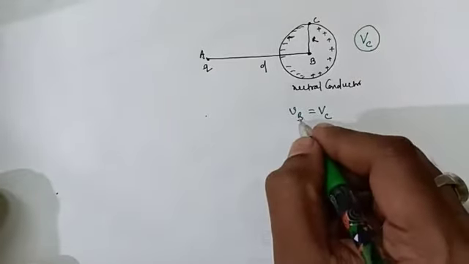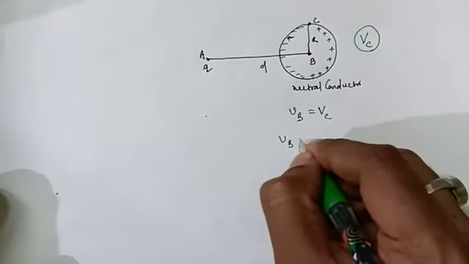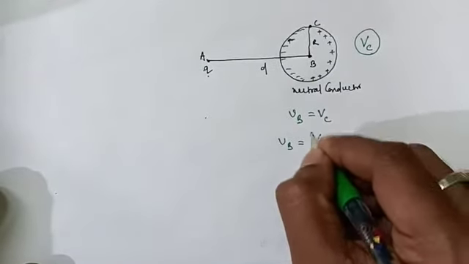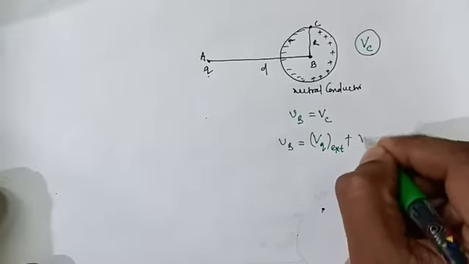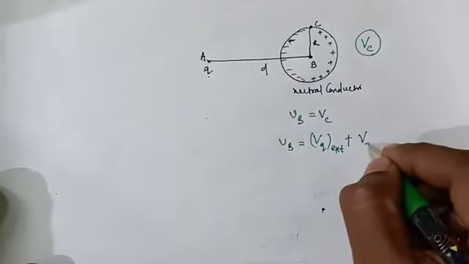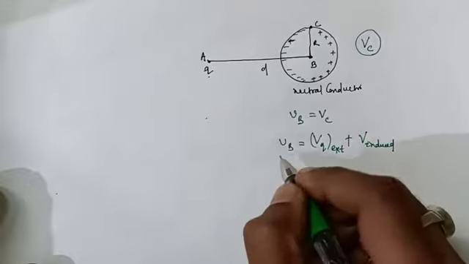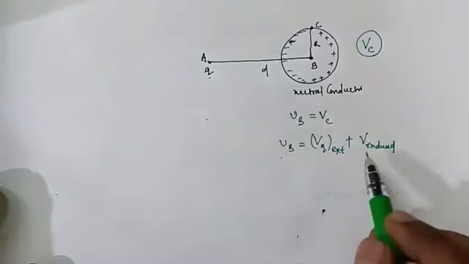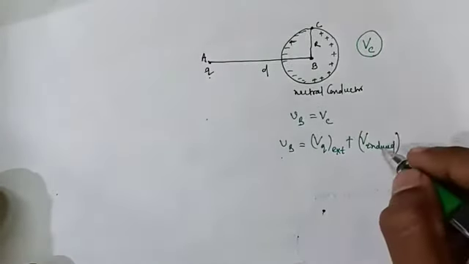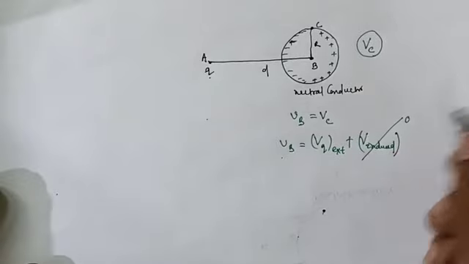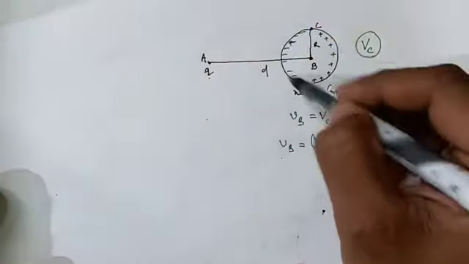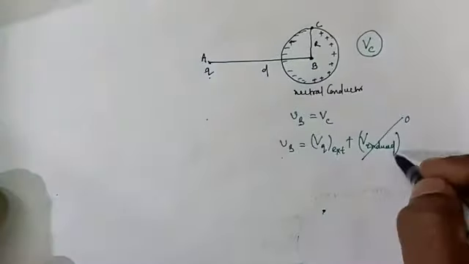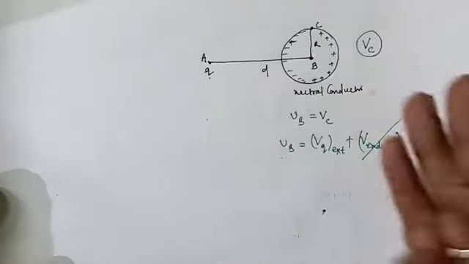What is the potential of B? Potential of B is due to two charges. One is this charge Q, which is the external charge, and the other is the induced charges. So potential of B is the sum of two potentials. But it is pretty clear that due to induced charges the potential is 0, because these charges and these charges are symmetrically arranged and the distance remains r. So the potential will be 0 because they cancel each other.